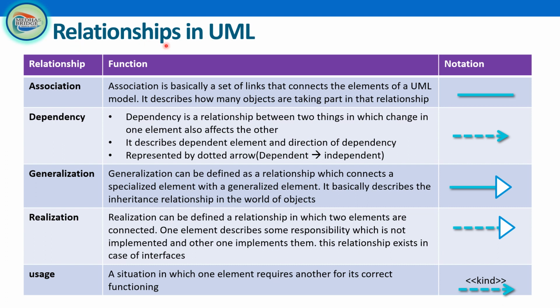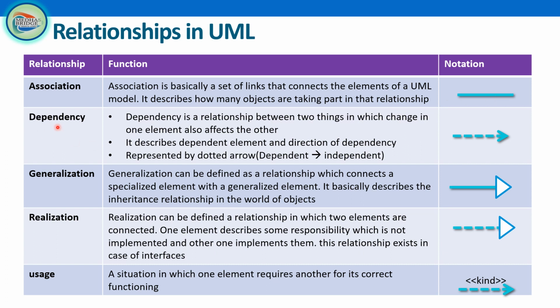Relationships which we use in UML. We have association, dependency, generalization, realization, and uses. Let's look at an association. Association is basically a set of links that connects the elements of a UML model. It describes how many objects are taking part in the relationship. This is how we represent a notation.